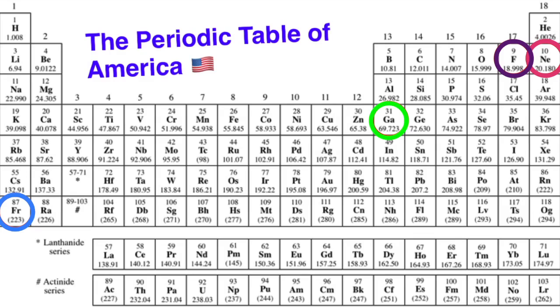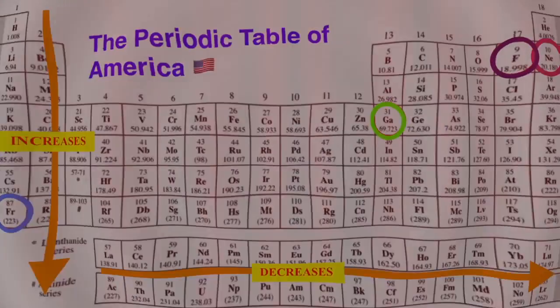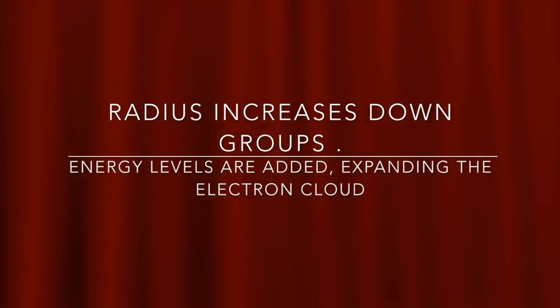From the information we obtained from our interviews, we can conclude that atomic radius decreases across the periodic table of America, and atomic radius increases down the periodic table of America. Atomic radius decreases across periods because as electrons are added, they are pulled closer to the nucleus, which shrinks the electron cloud. Radius increases down groups because as energy levels are added, the electron cloud expands.